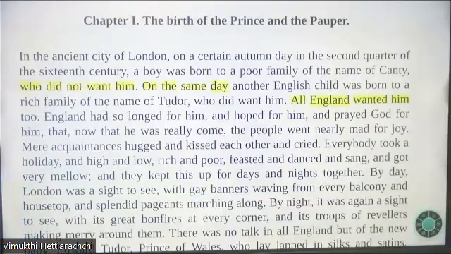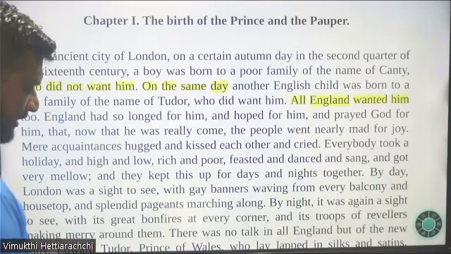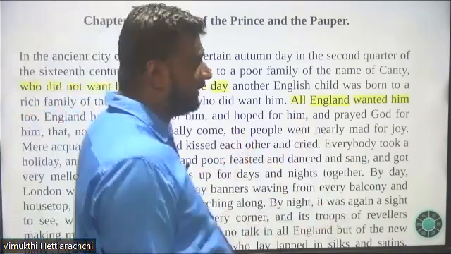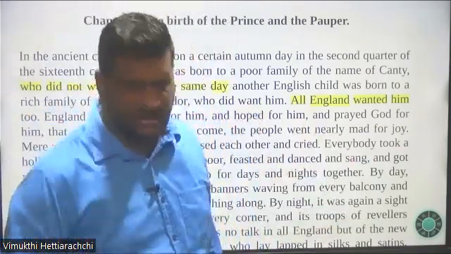Right? And hope for him and prayed God for him that now that he was really come, the people went nearly mad for joy. Mere acquaintances hugged and kissed each other and cried. Everybody took a holiday, and high and low, rich and poor, feasted and danced and sang, and got very mellow, and they kept this up for days and nights together. So they enjoyed this particular message for a long period of time, right?